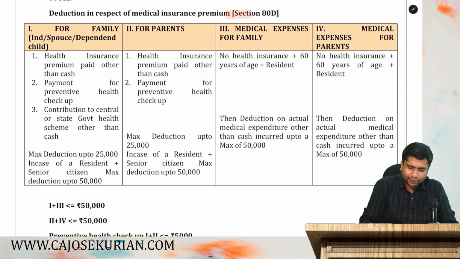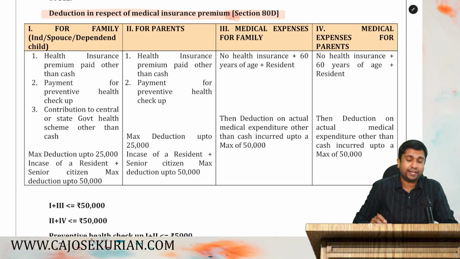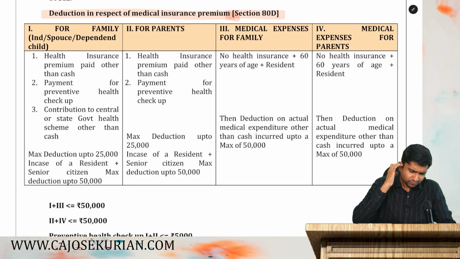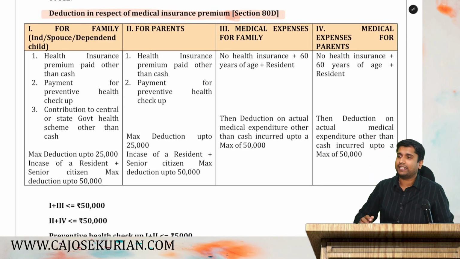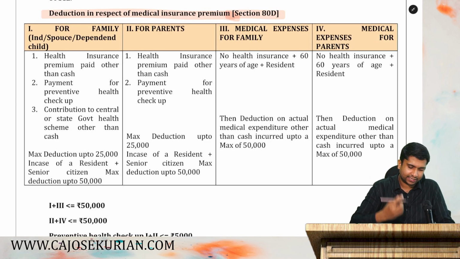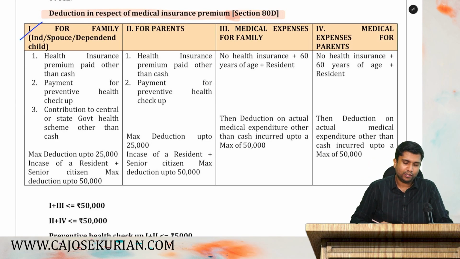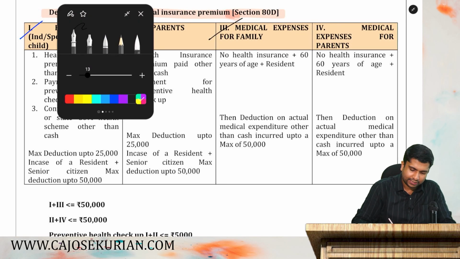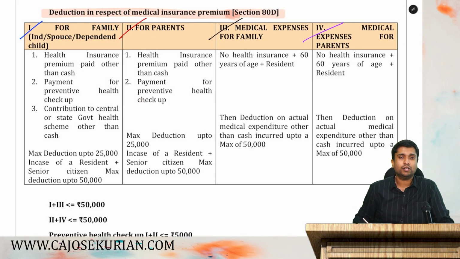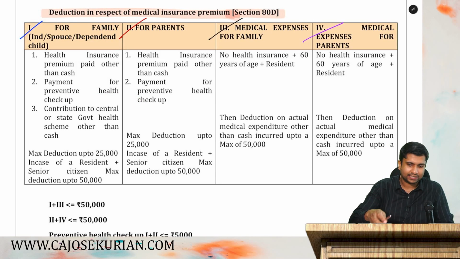So what is 80D, friends? Deduction in respect of medical insurance premium. Let's understand what all the things are that we have. First of all, we have to categorize 80D into 4 categories. Which are the categories? Category number 1 for family. Category number 2 for parents. Category number 3, medical expenses for family. Category number 4, medical expenses for parents. There are 4 categories. Listen.